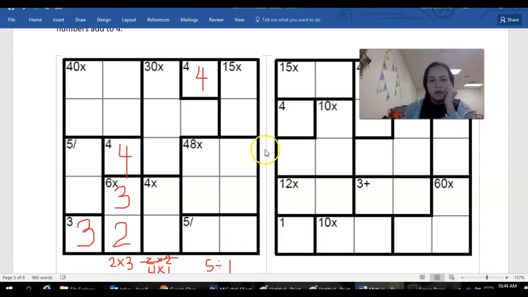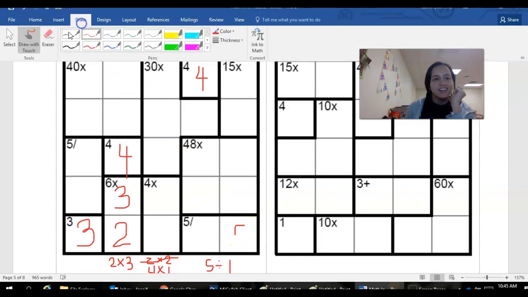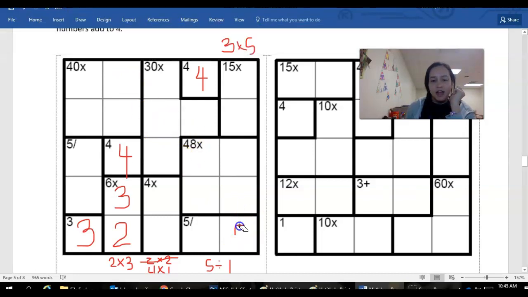I think I'm going to jump up here. I noticed this 15 times. I know that that has to be 3 times 5. Now I'm not really sure yet which of those is a 3 and which of those is a 5, but I do know that means there's going to be a 5 in this column. And the reason that's important is because way down here, there cannot be a 5 here because there has to be a 5 in that column up there. So if that's not a 5, my bad, if that's not a 5, that means that has to be a 1.